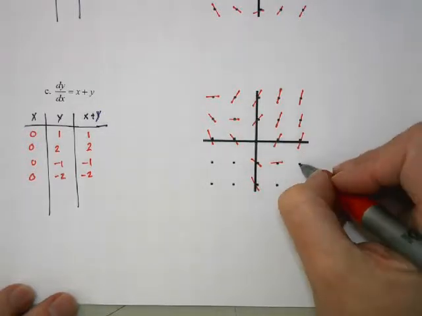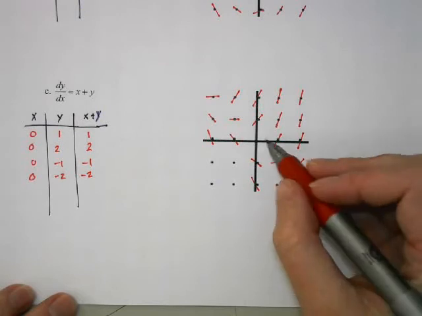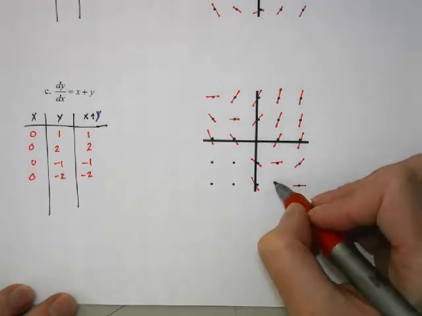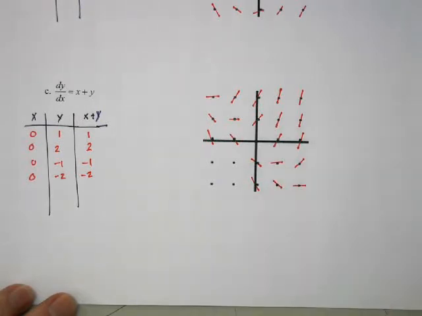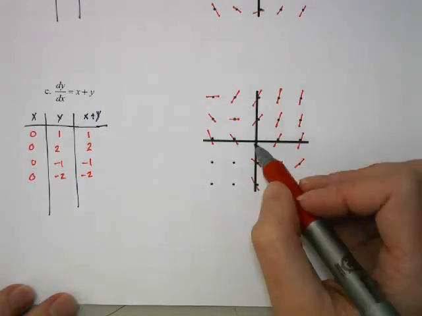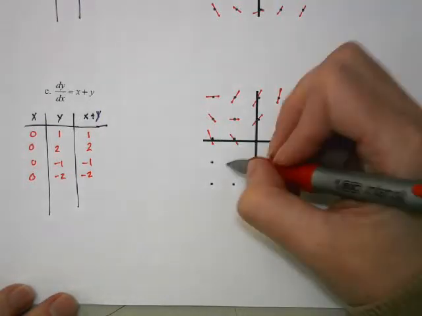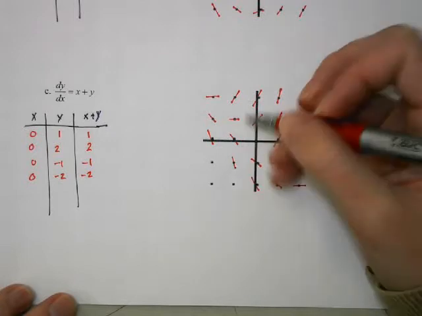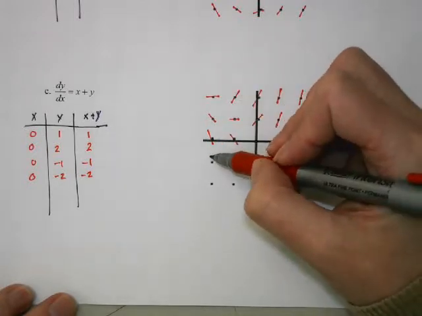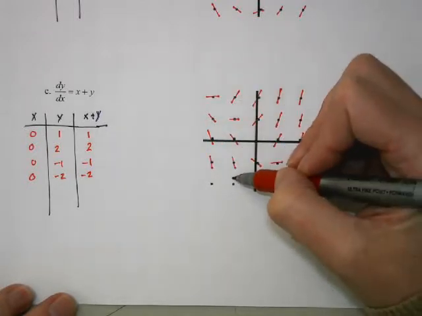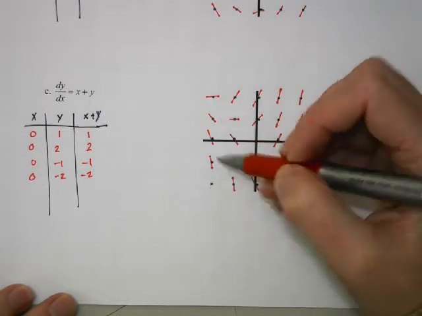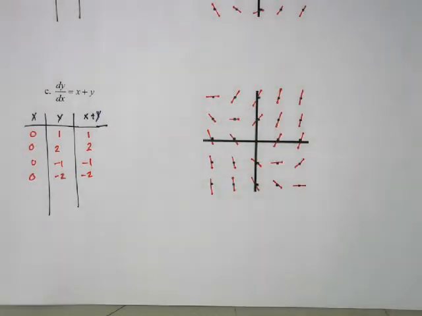Here I have 2 plus negative 1, so that's going to be positive 1. Here I have 1 plus negative 2, which is negative 1. Okay, negative 1 plus negative 1 is negative 2. Here we're going to have negative 3. Here we have negative 3. And then negative 2 plus negative 2 is negative 4.